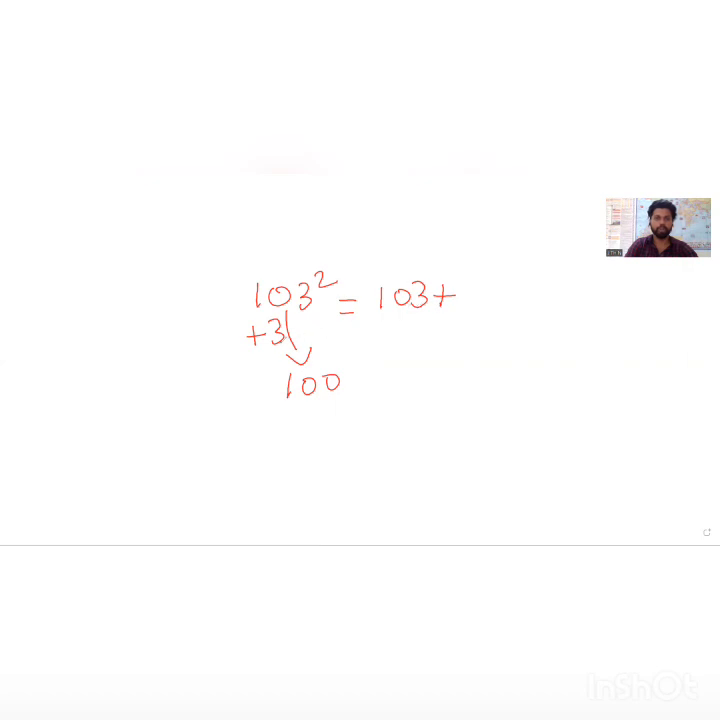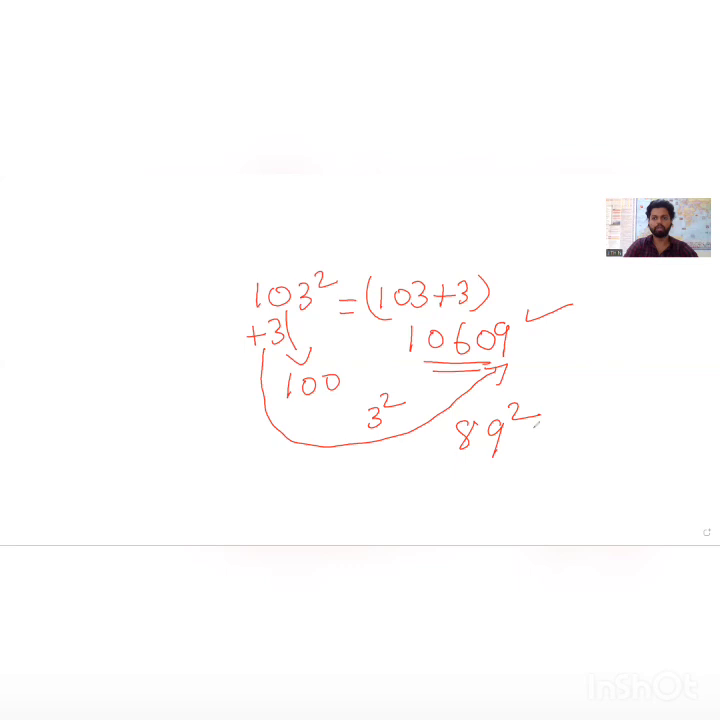So 103 plus, what is the difference here? It is 3. So 103 plus 3 is 106. This is our first 3 digits. Okay. Then the next step remains the same, that is find the square of the difference. Difference is 3. 3 square is 9. But we need to write it as 0, 9, not simply 9. So the square of 103 is 10609. Easy, right?